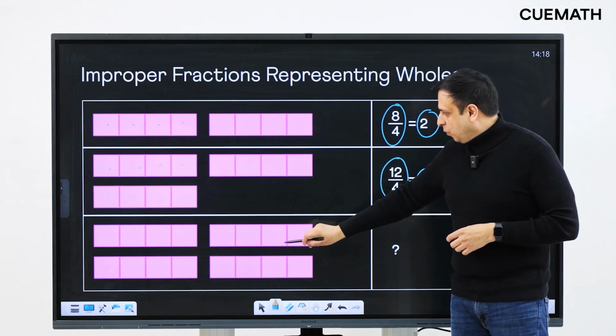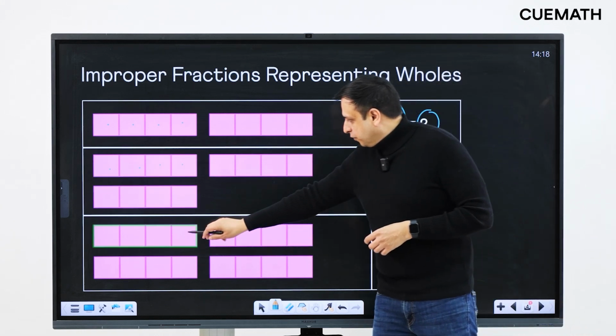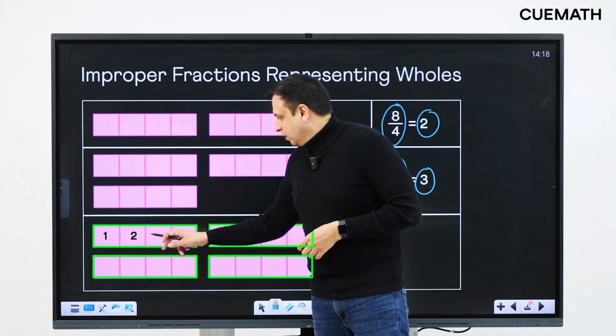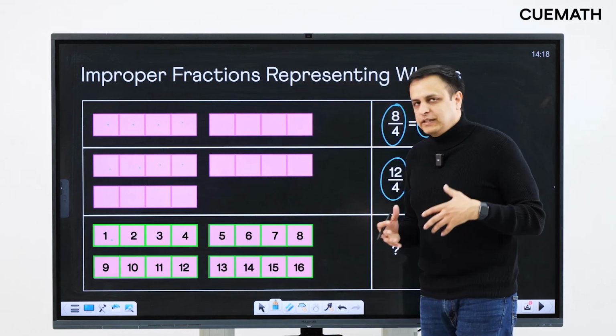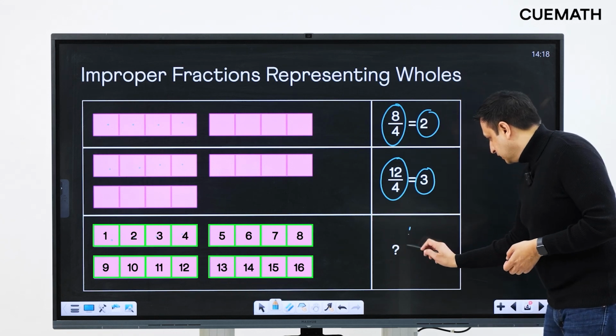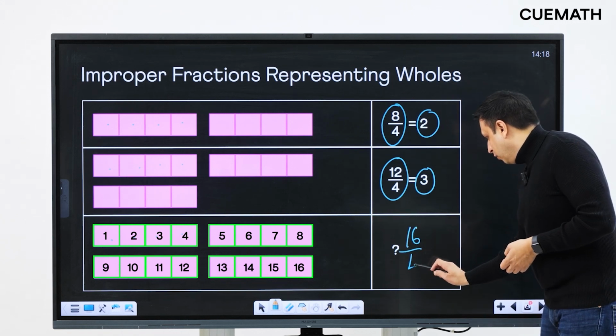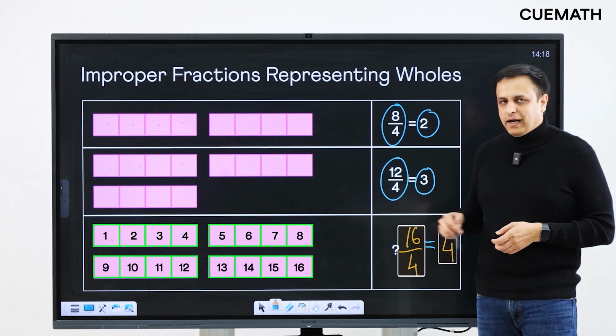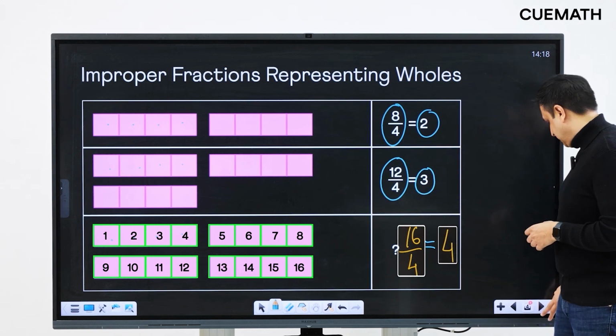So what do you think this will represent here? We have 4 wholes in this case, 4 bars. Each bar has been divided into 4 equal parts once again. So we will have 16 parts in total. So this would be the improper fraction 16 over 4 and this will also be equal to 4 wholes in total as we can see in the picture.